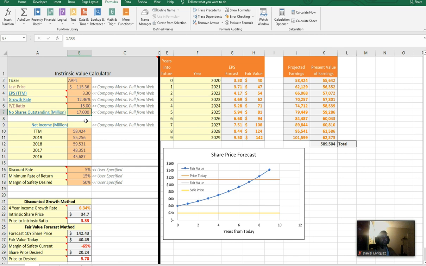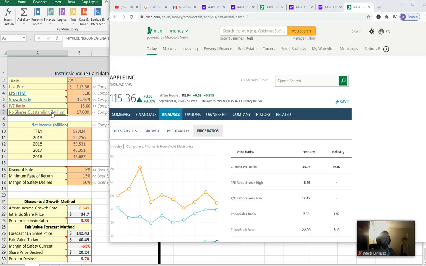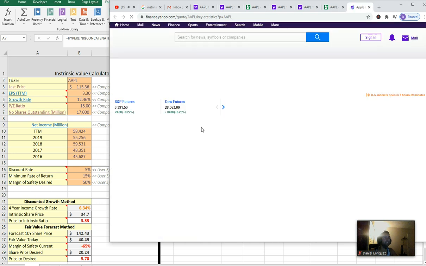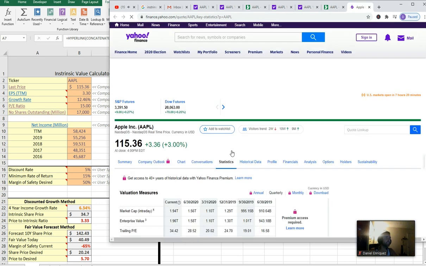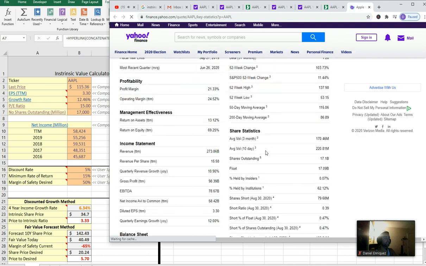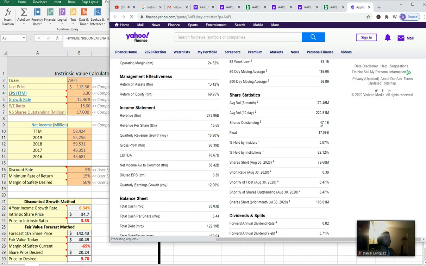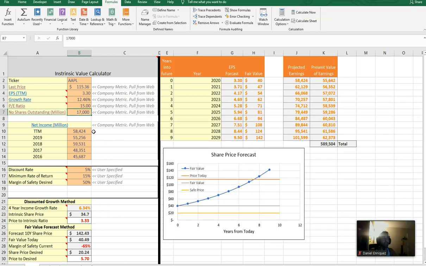Then you're going to pull the number of shares outstanding. You can click there, take you right to Yahoo Finance, and you can pull out the number of shares outstanding from the statistics page. Just scroll down, 17 billion. That's a lot of shares. And you're going to input it in the spreadsheet in millions.